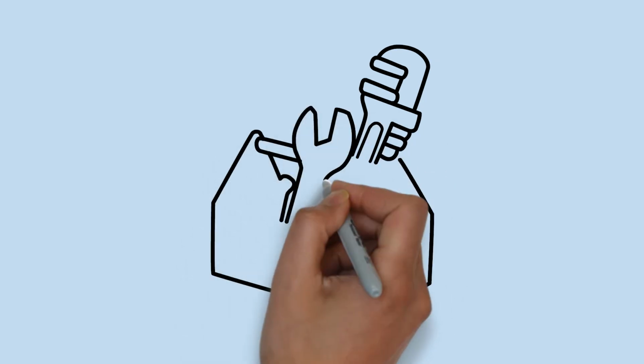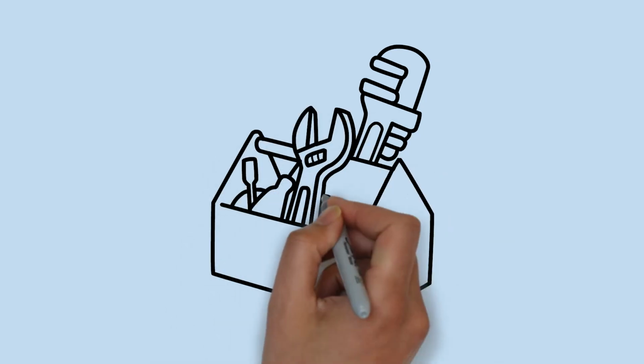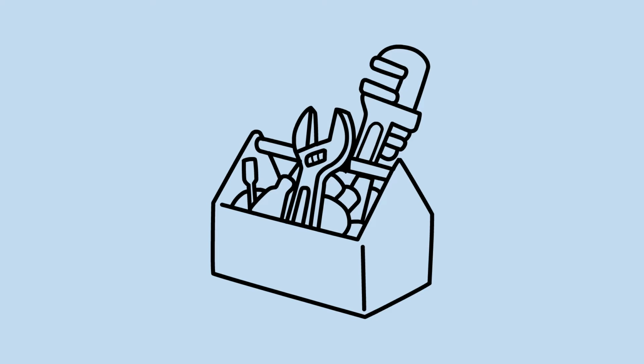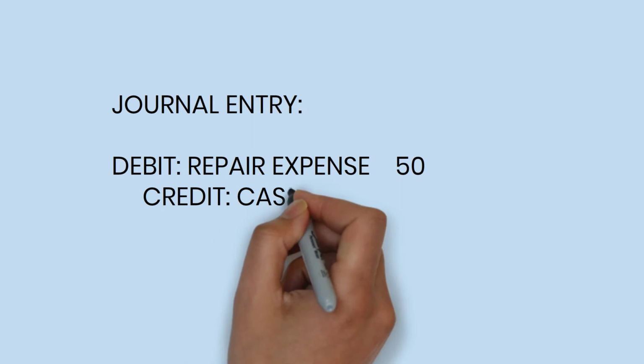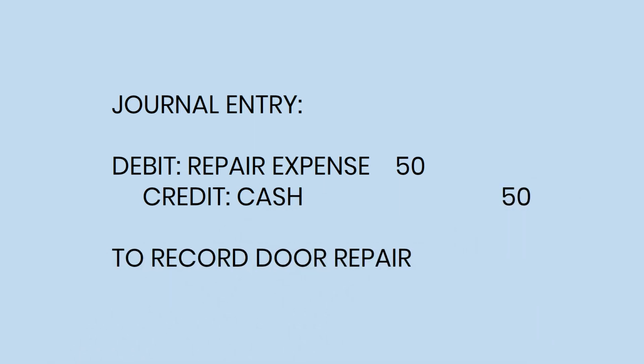The first example is if you had a repair expense of $50. You would debit the repair expense, that's what you're spending money on, and you would credit cash, that is how you're paying for it.